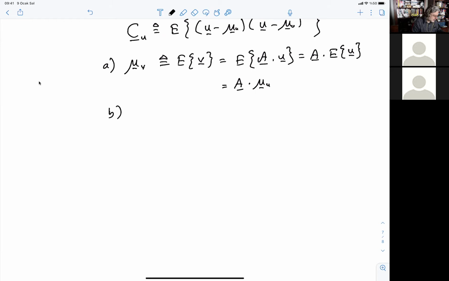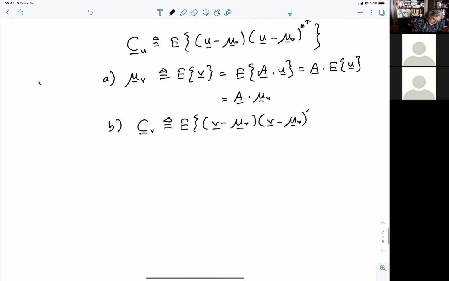Second one under this is about the covariance of V, not U, but V. And again, it's by definition the expected value of V minus mu V times V minus mu V conjugate transpose.